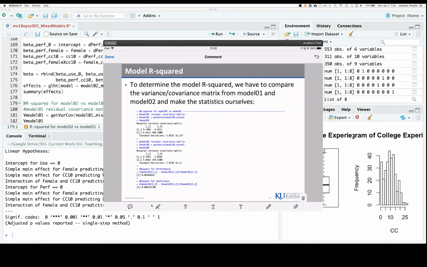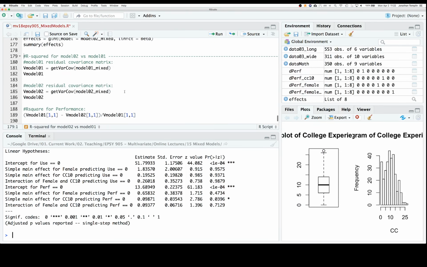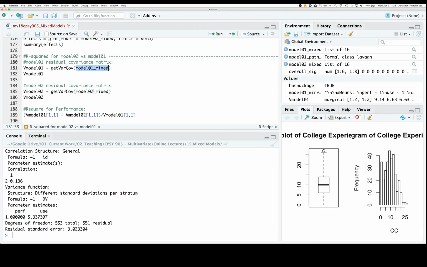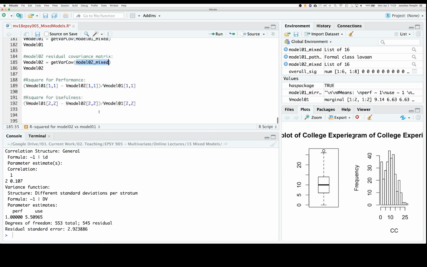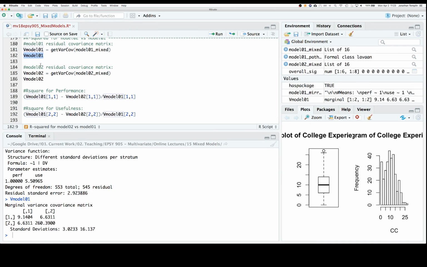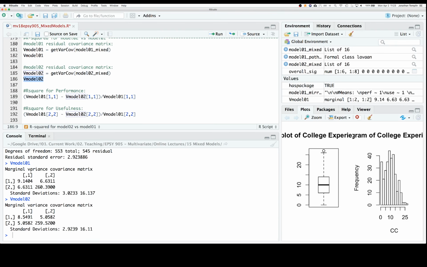Finally, what we want to do is talk about our variance covariance matrix, and the way we do that is to go grab our residual covariance matrix from Model 1. Pardon me. We want to talk about the R squared for each of these variables. So we actually have to calculate that ourselves. So V Model 01 is the residual covariance matrix for the empty model, and V Model 02 is the residual covariance matrix for the model with predictors.